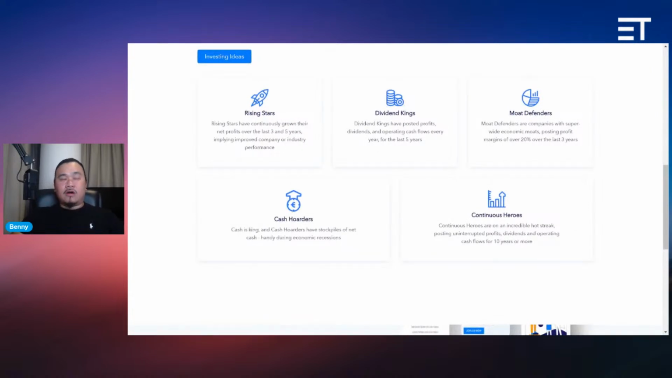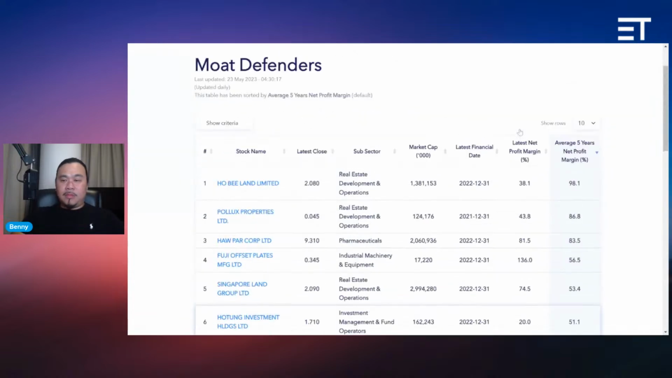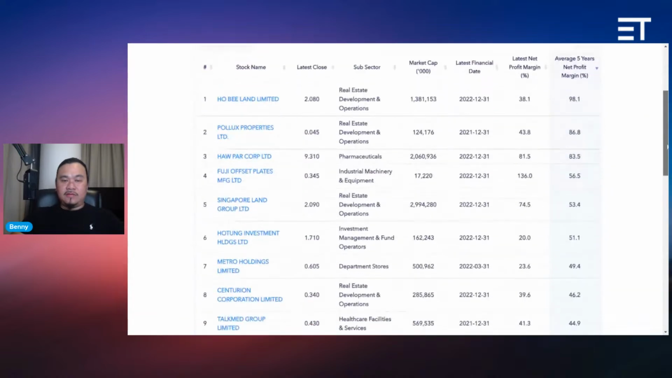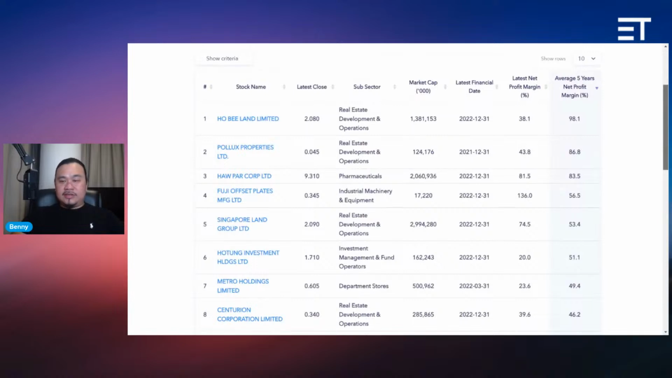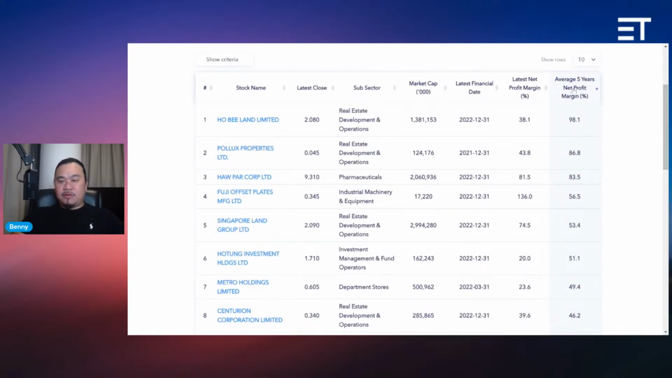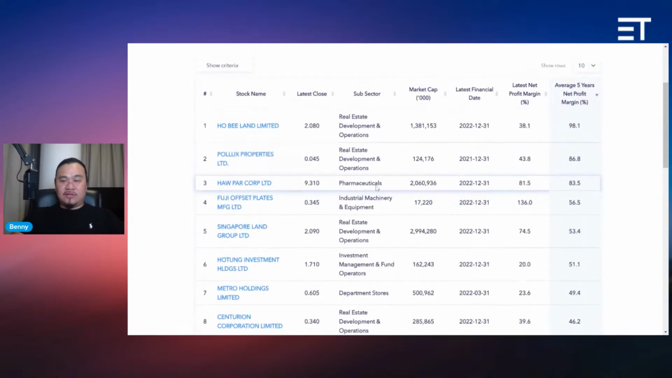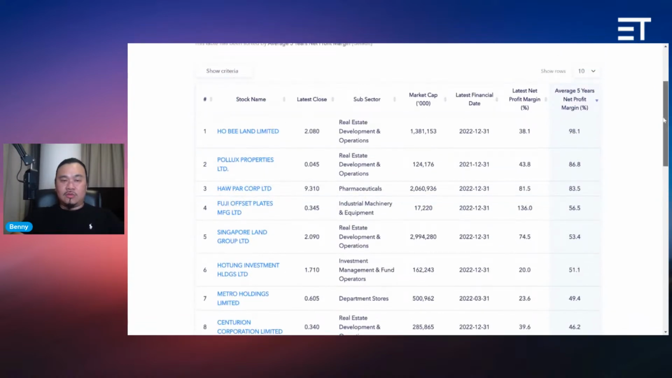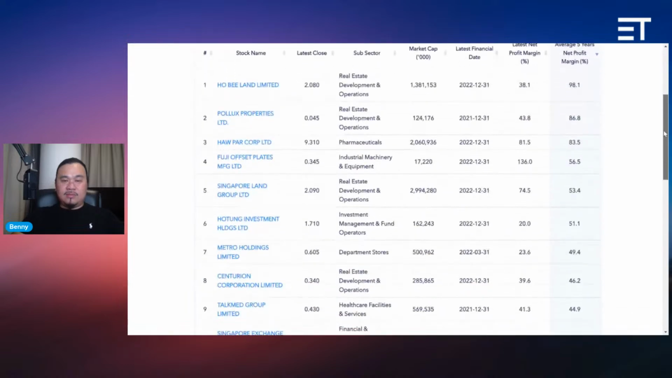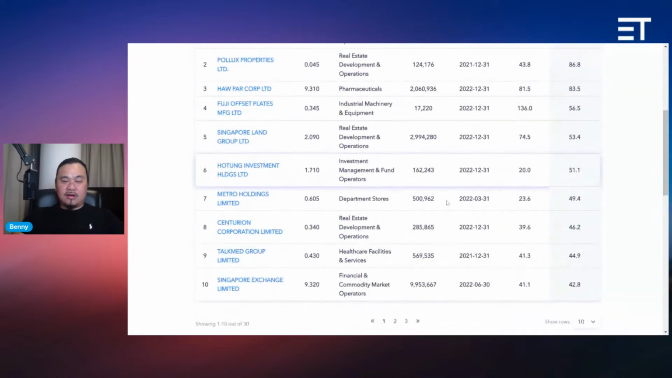So if you're looking for companies that have quite good margins, right? This will basically give you the company. For example, you can see the average 5-year net profit margin for this company, Hobby Land, is about 98.1% net profit margin. The latest net profit margin is 38.1%. These are real estate guys lah. And you can see, right, if you just sort and if you look at this counter or this list over here, okay, the moat defenders, you can see most of these companies here are real estate.